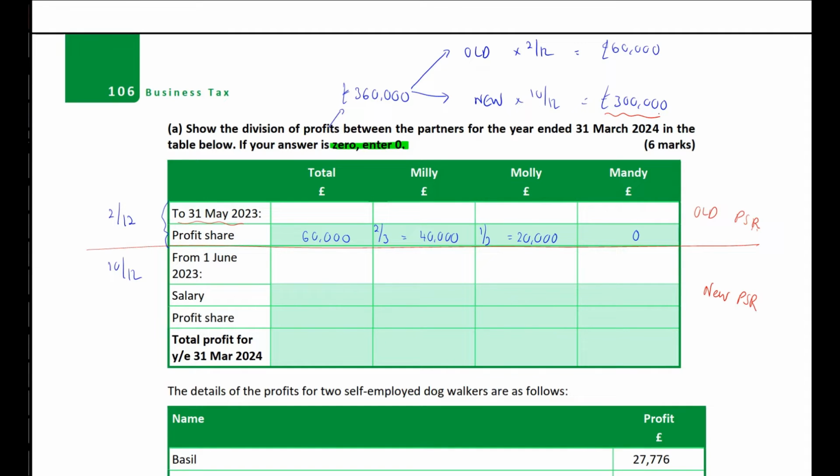We appreciate that. But we're told that before we share out the profit, we pay salaries. So we actually have to deal with the salaries before we can deal with the profit. And the profit is whatever is left over. So the profit is the balance once we've paid the salaries out. Again, can help to imagine it as a bucket full of money. It starts with £360,000 in, and you empty 60,000 of that bucket out and split it between Millie and Molly. So the next thing you're going to do is take out the salaries.